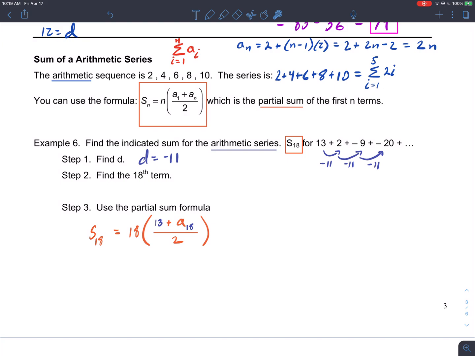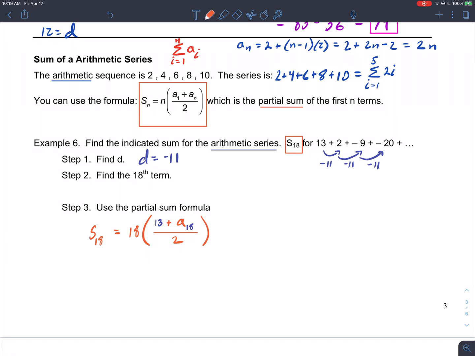So if I had all 18 terms here, of course I could get all 18 terms. I could just keep subtracting 11, subtract 11, subtract 11, and get all 18 terms and then add them up manually, but that would be a bit of a bear. That's a little bit of a labor that I don't want to have to do. All right.